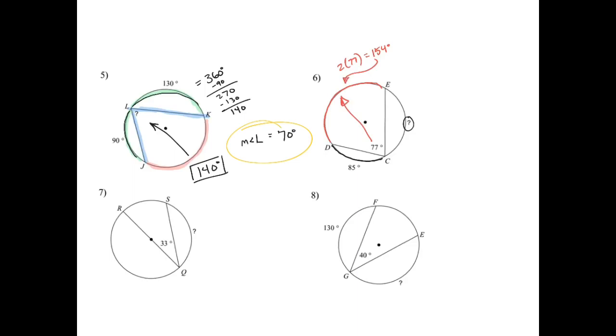So if I wanted to find this arc over here, the remaining arc of the circle, I can start with the full 360 degrees of the circle, and I can subtract the 154 and the 85, and that should give me the leftover. So I'm gonna do that real quick. I got my handy dandy calculator out. So 360 minus 154 minus 85, and I'm left with 121 degrees for that arc EC.